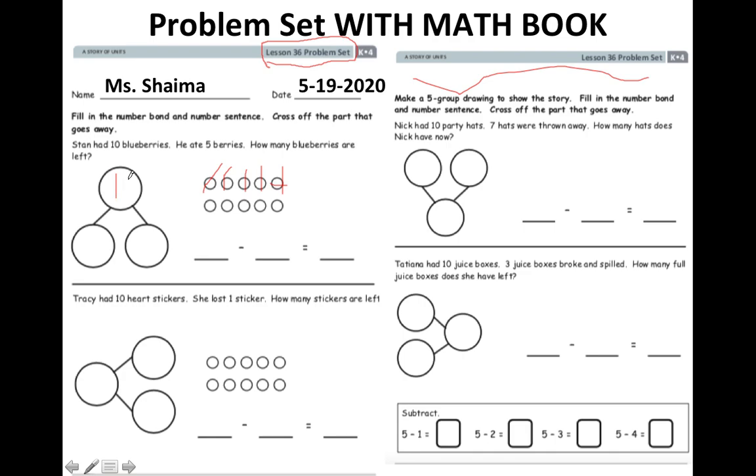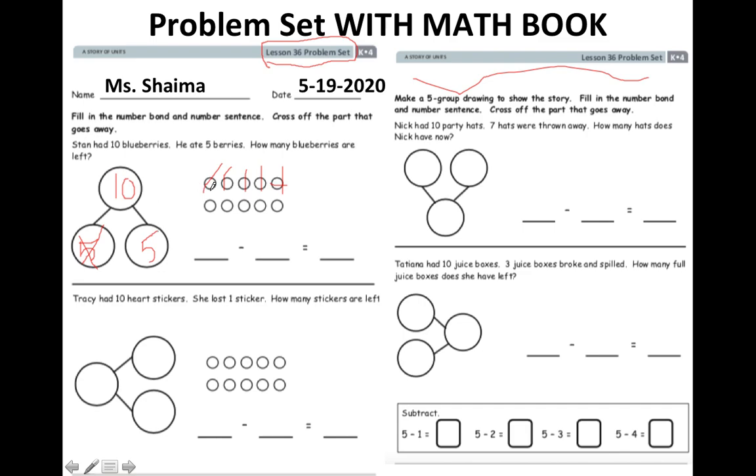So I started off with, well, Stan started off with 10. Then he ate 5, right? So I'm going to cross 5 off to show he ate 5. And then he has 5 left. So I'm going to write 5 to show that he had 5 left.